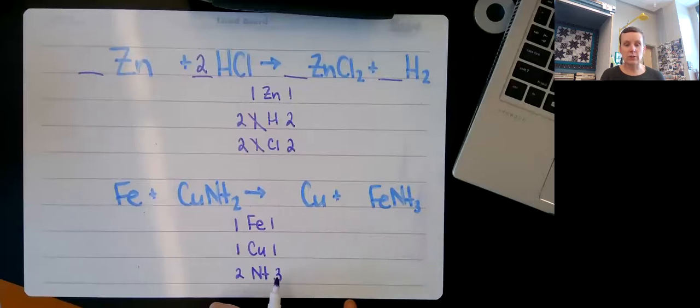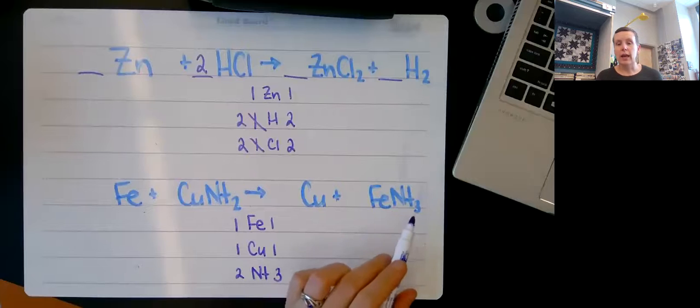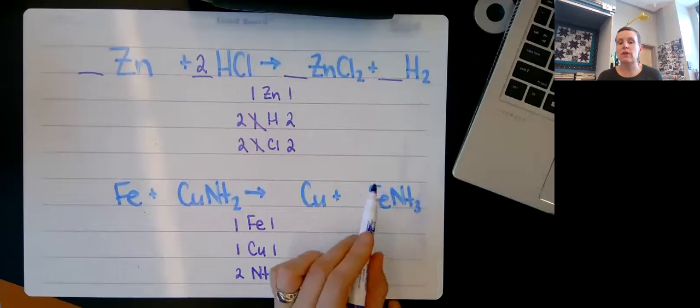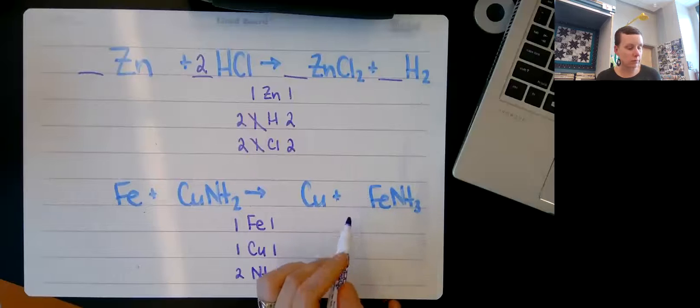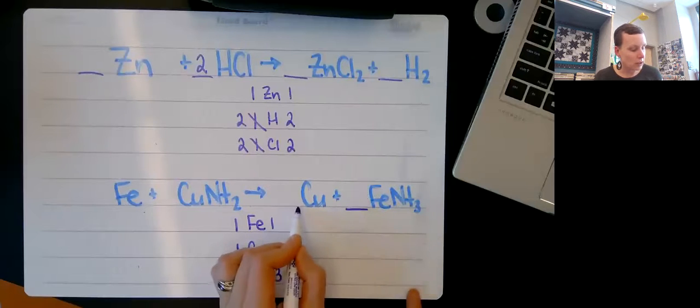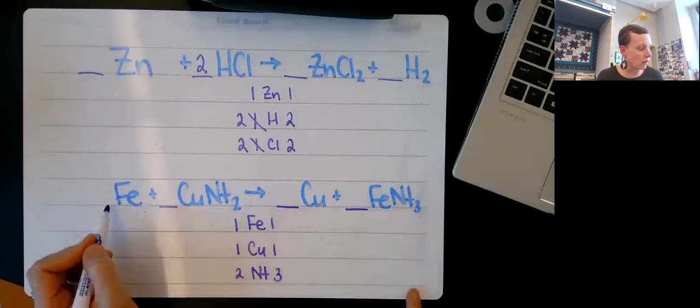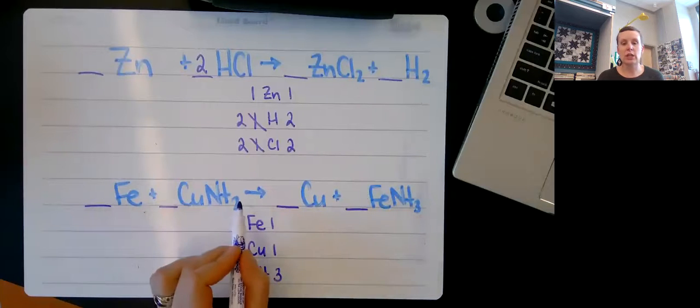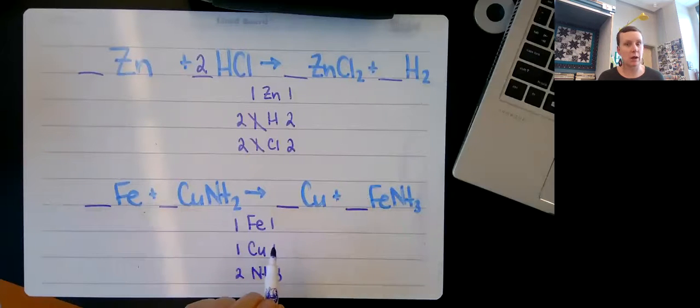If I want 6 nitrates on this side, I'm going to need to double what I have because 2 times 3 is 6. And I can't put a 2 in between. I have to put a 2 in front of the entire substance. Remember, you're only allowed to put numbers in front of your substances, not in the middle of them. No changing these subscripts either, or it's not the same compound.